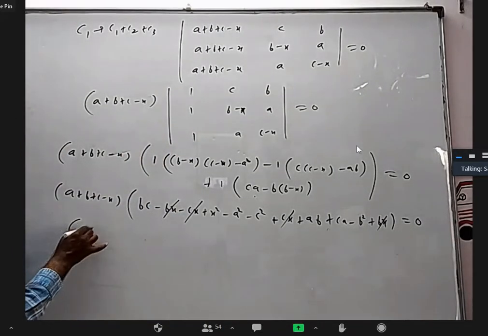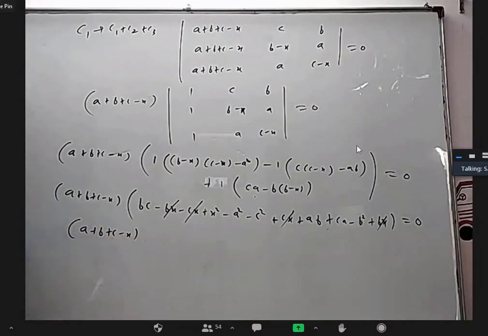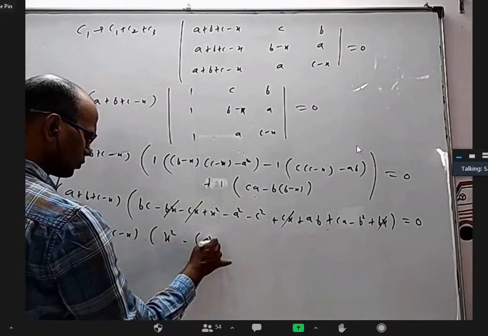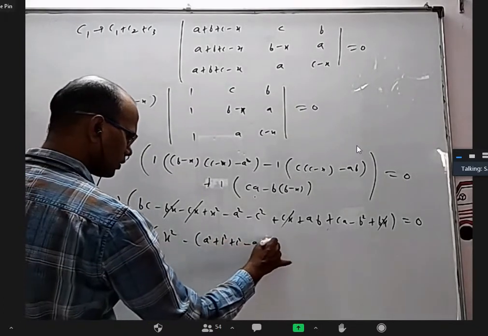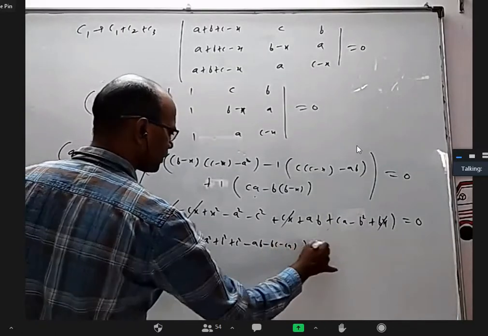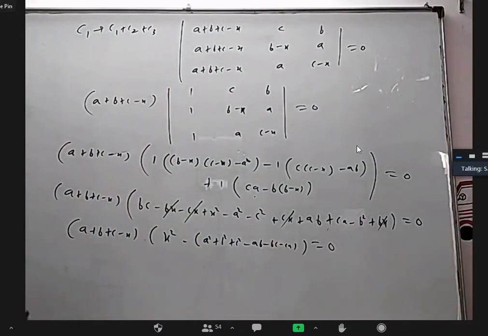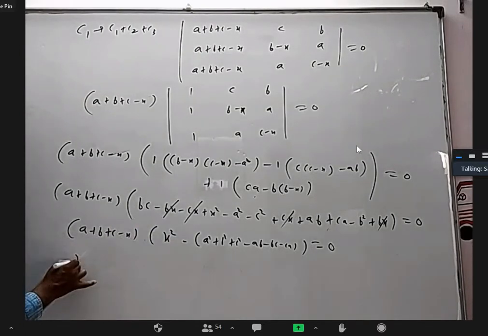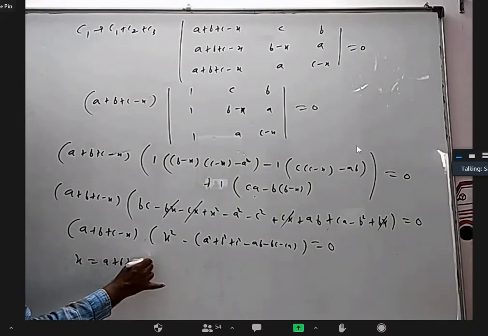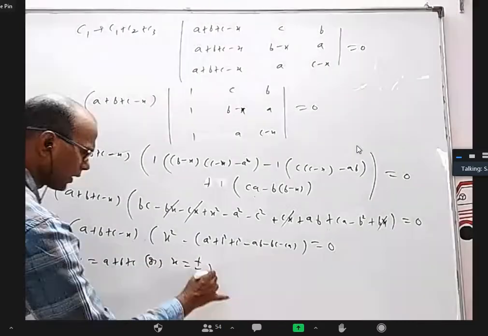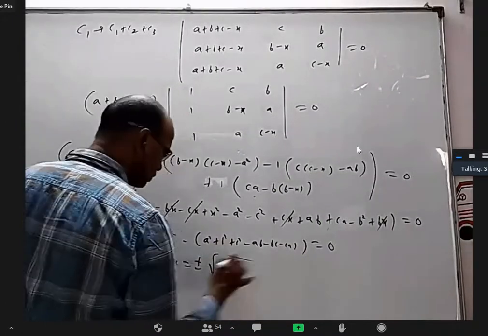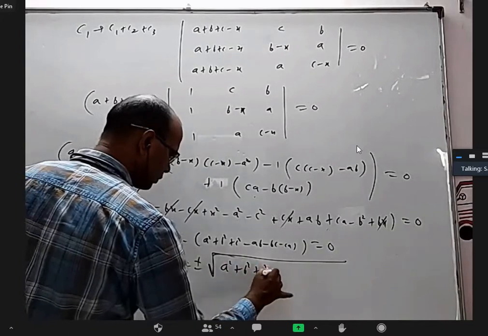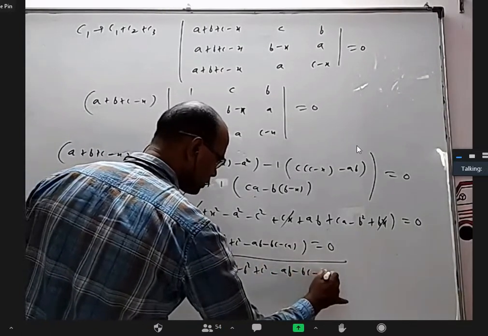Okay, so I got a plus b plus c minus x into x square minus of a square plus b square plus c square minus ab minus bc minus ca equal to 0. Without even using a plus b plus c equal to 0, I got the determinant like this. Now when I equate it, I'll get x is equal to a plus b plus c, or x is equal to plus or minus square root of this big expression, root of a square plus b square plus c square minus ab minus bc minus ca.